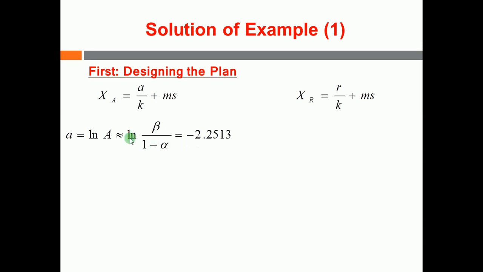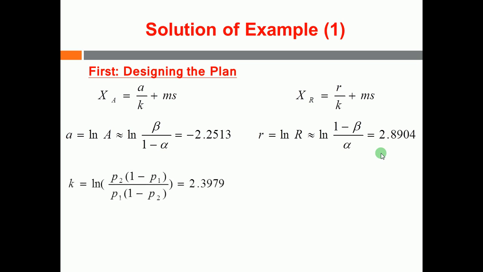Then we calculate the small r, which is ln capital R, and we approximate the value of the capital R with 1 minus beta over alpha. It's always a positive value. Then we calculate K according to our derivation, where K is a function of P1 and P2, so by substituting the values of P1 and P2 we get K equal to 2.3979. Then we calculate S after calculating K, since S depends on K. S is equal to ln of 1 minus P1 over 1 minus P2, divided by K, and we get its value as 0.0397.